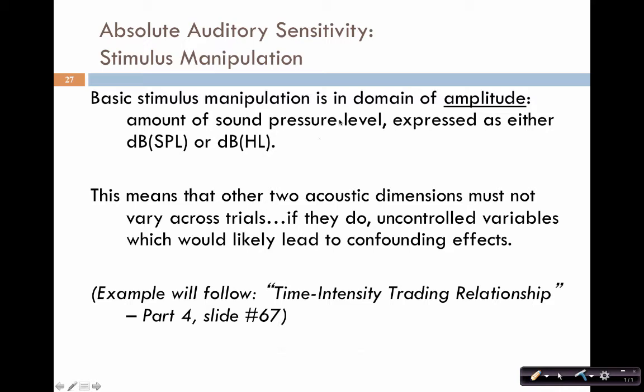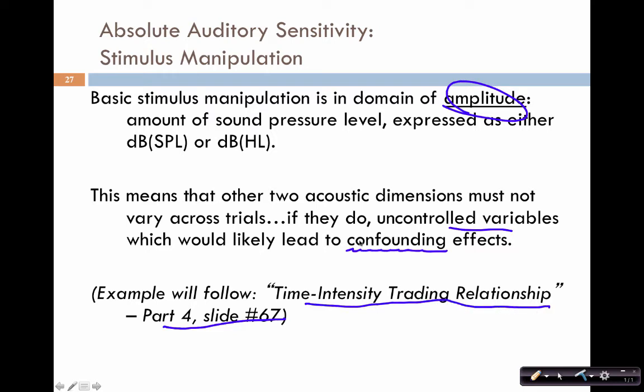So we have three characteristics of an acoustic signal: amplitude, frequency, and time. We manipulate one of those. We manipulate amplitude. That means that frequency and time, and in this case duration, have to be constant. And if they're not constant, then we have uncontrolled variables that will lead to other unpredictable, or what we might refer to as confounding effects. That is to say there's something else going on, but we can't explain what that is. And one of them that we'll talk about in part 4, slide 67, is something called the time-intensity trading relationship.